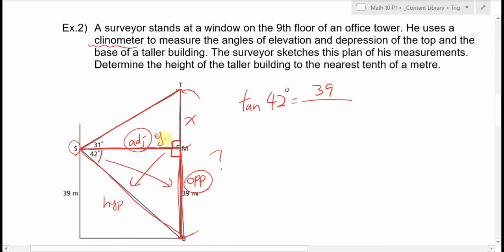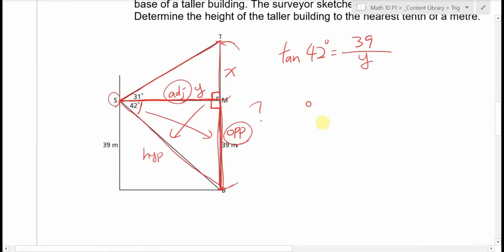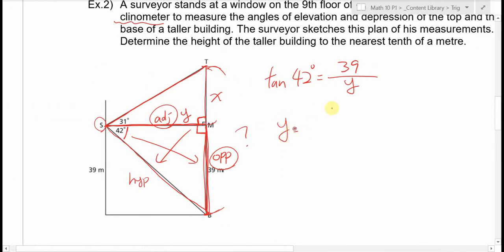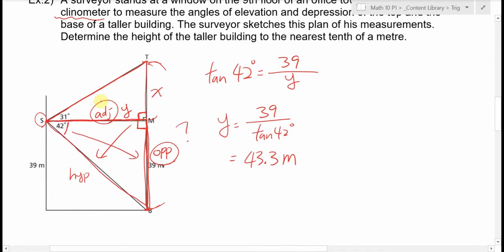Let me call that y here. So tangent 42 is equal to 39 over y. To solve for y, you simply go 39 divided by tangent 42. And you would get 43.3 meters. Now we have that side and we're solving for x.